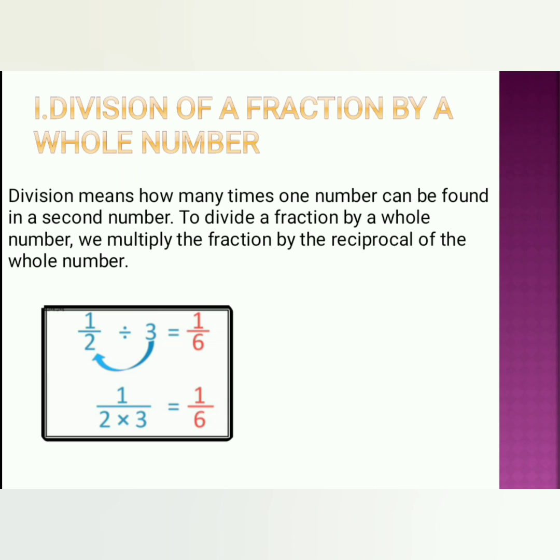So, we are going to take the reciprocal of 3. That is 1 by 3. So 1 1s are 1 and 2 3s are 6. So we'll get 1 by 6 as the answer. So in this way we are going to divide a fraction by a whole number.